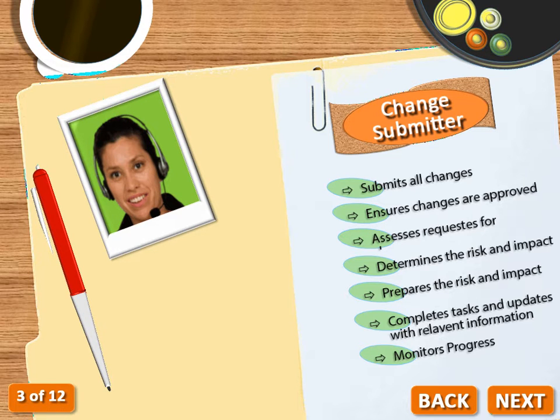The change submitter submits change through the change management process, ensures the changes are approved before implementation into production areas, assesses requests for changes that originated from incident management or problem management, determines the risk and impact for requested changes, prepares implementation plans for changes by creating plans and tasks, completes plans and tasks and updates them with relevant information and status changes, and finally monitors the progress of changes through completion.